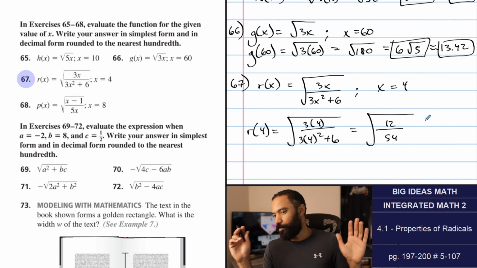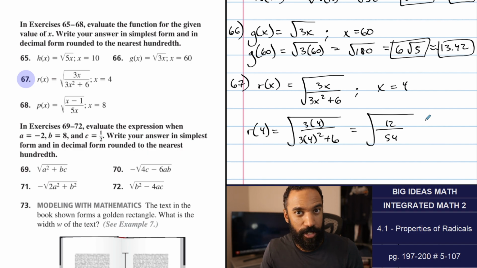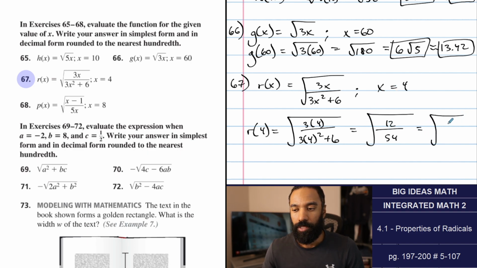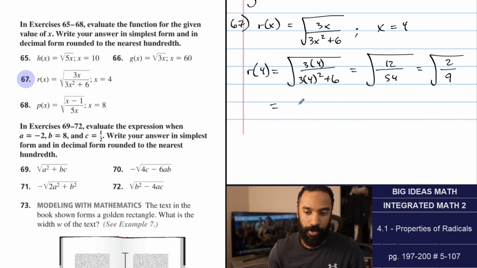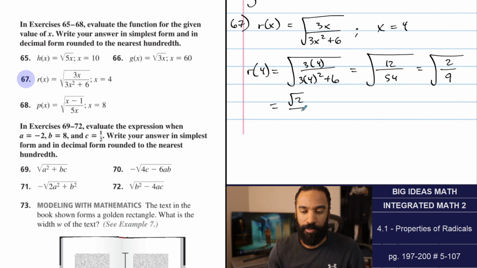Okay. Instead of splitting this up first, I'm going to reduce the fraction first, okay? So let's begin by dividing by 6. Divided by 6, I get 2/9. Yeah, this is perfect, because I don't have to rationalize anything, because on top I get the square root of 2, and on bottom the square root of 9 is 3.